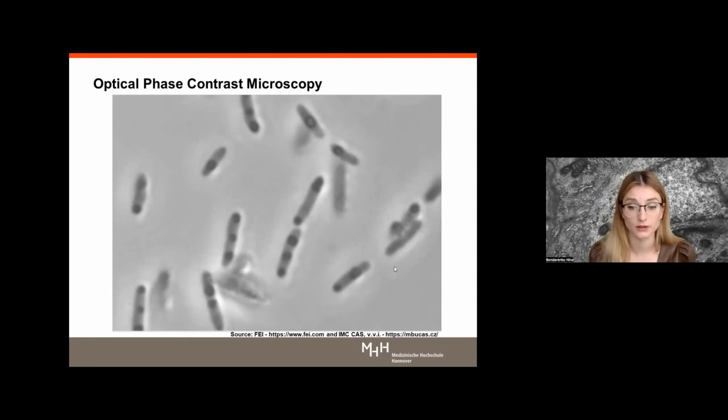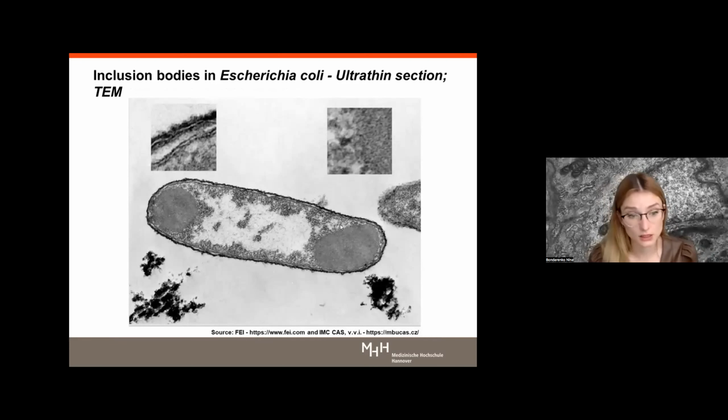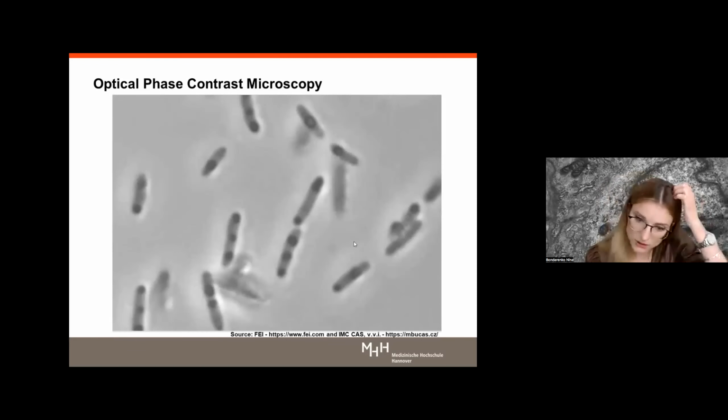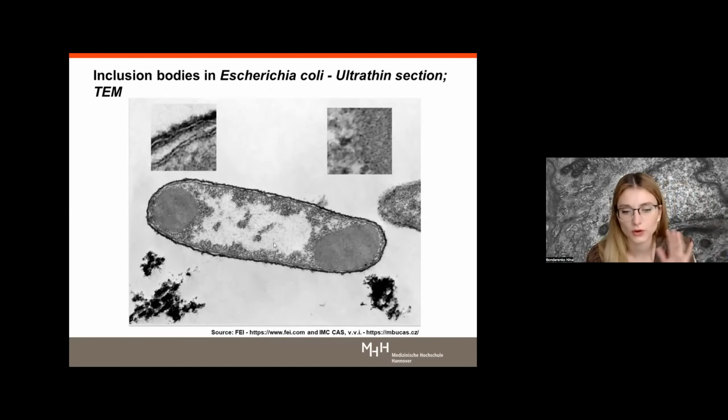So for comparison, let's analyze optical phase contrast microscopy of Escherichia coli. Here we can find some small objects, but when we use electron microscopy, we can find much more details. Here, for example, you can even recognize inclusion bodies inside these bacteria. With phase contrast light microscopy, we can only suspect that we see something, but for more details we certainly need another type of microscopy, electron microscopy.